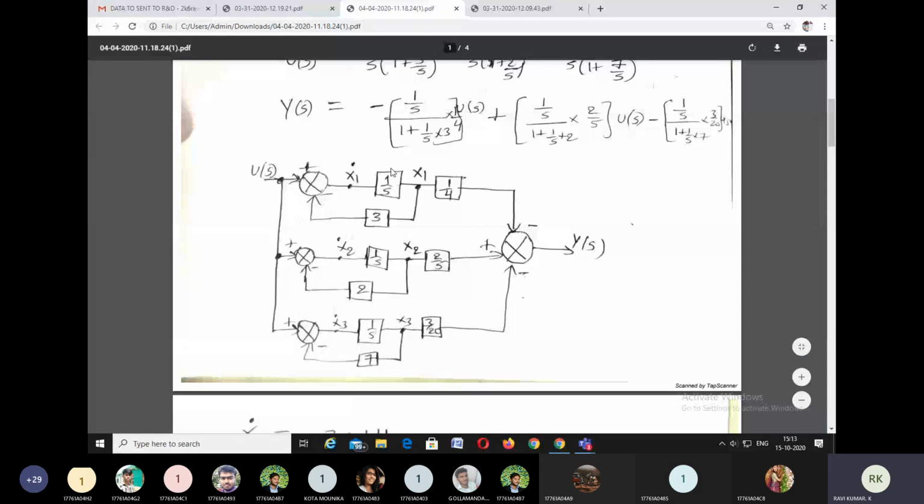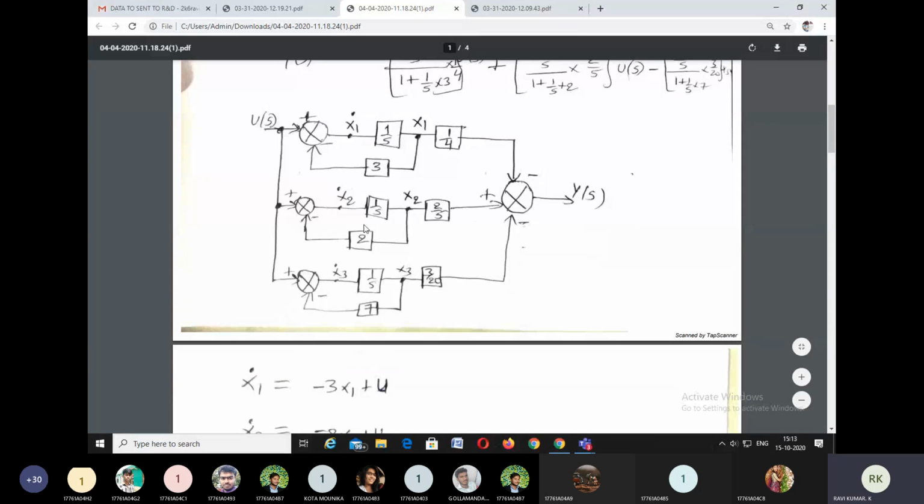After constructing this diagram, we have to assume the states: x1, x2, and x3. If it is x1, the derivative is x1 dot; if x2, x2 dot; if x3, x3 dot. These are the assumptions here, right? So x1 dot is the output of this adder. One input is U(s), and the other is minus 3 into x1. So x1 dot is equal to minus 3 x1 plus u.